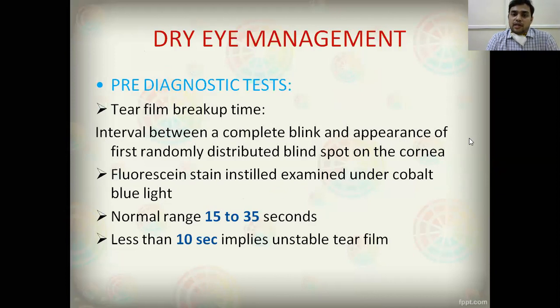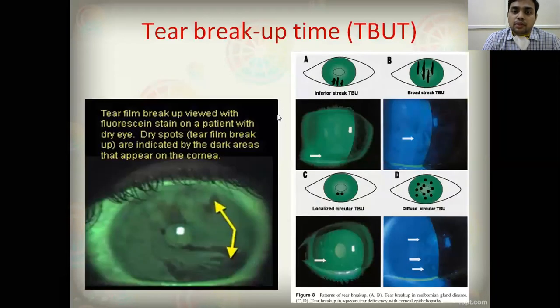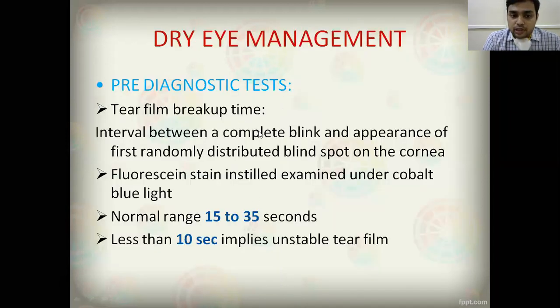So how will you manage the dry eye? You basically conduct the pre-diagnostic tests, like tear film breakup time. The first pre-diagnostic test we conduct is tear film breakup time. In this test, we instill a fluorescein dye, and we observe the eyes in the interval between the complete blink and the appearance of the first randomly distributed blind spots on the cornea.